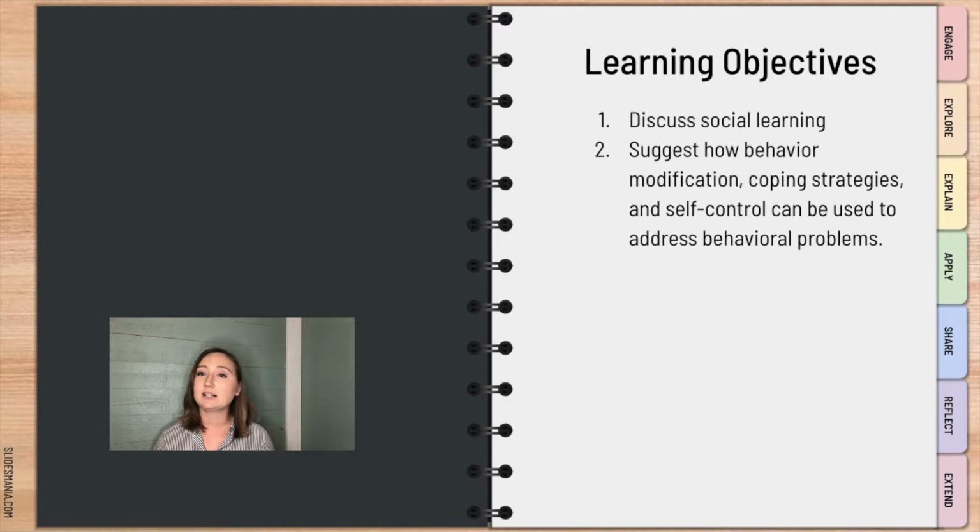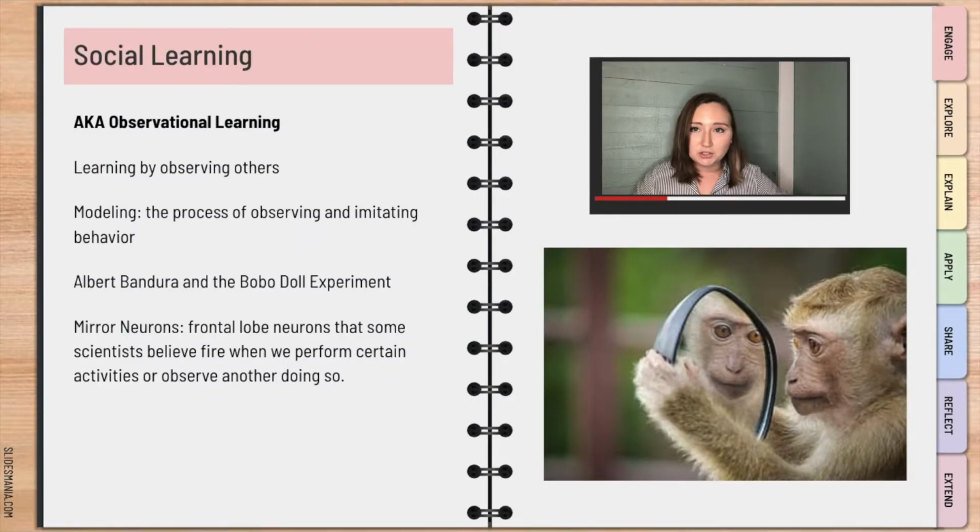So today we're going to discuss social learning or observational learning. They're the same thing. And then we're going to discuss how behavior modification, coping strategies, and self-control can be used to address behavioral problems. Observational learning, social learning, whatever you want to call it, you are learning through observing in social environments. So it really works either way.